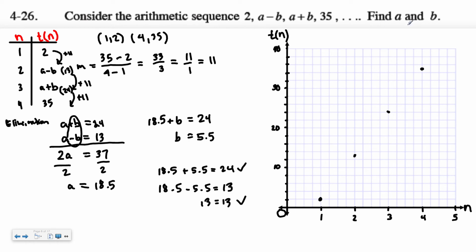So it asks us to find a and b. Just to make sure we emphasize our answers, a should equal 18.5. B should equal 5.5. This is problem 4-26 from your homework. If you have more questions, please make sure you ask your teacher. This is not the only way to do this problem, but this is just one way that I wanted to express it. Remember, arithmetic sequences, we use discrete data and they have a constant or linear growth there. Use that knowledge that you already know to help you as you're solving these problems.